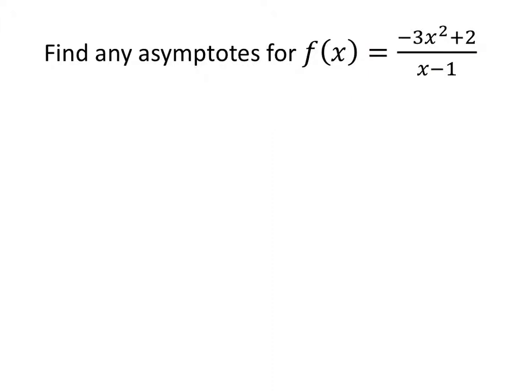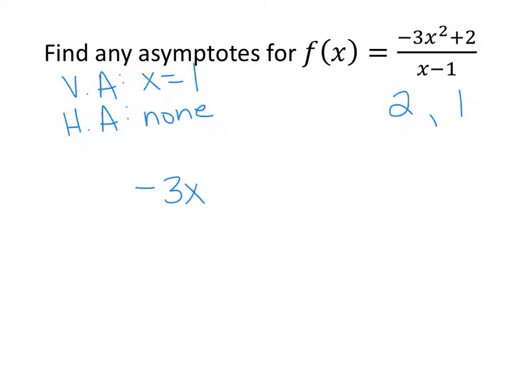All right, so we're still using that same equation, f of x equals negative 3x squared plus 2 over x minus 1. We're still finding any asymptotes, so we already knew our vertical asymptote was x equals 1. We knew that the horizontal asymptotes were none, but notice the degree of my numerator is 2, the degree of my denominator is 1, and 2 is exactly 1 larger than 1. So we're going to use polynomial long division here to figure out the equation of our slant asymptote.